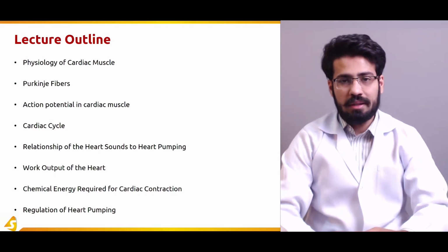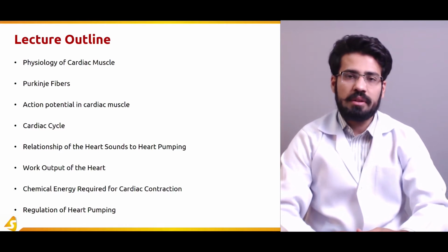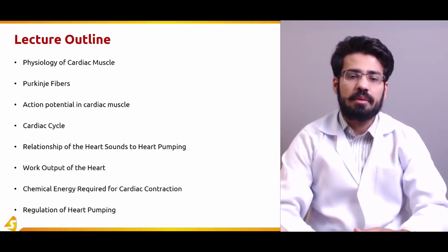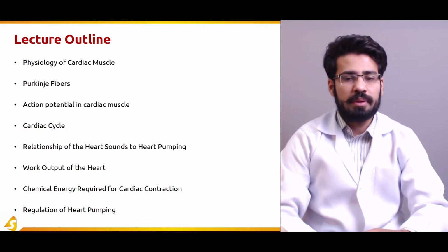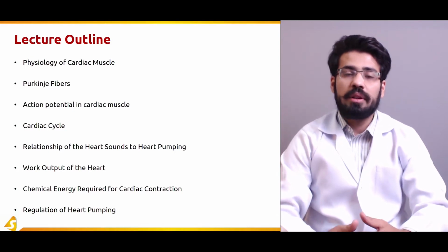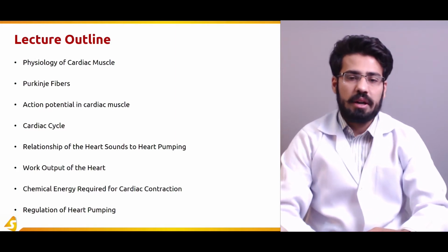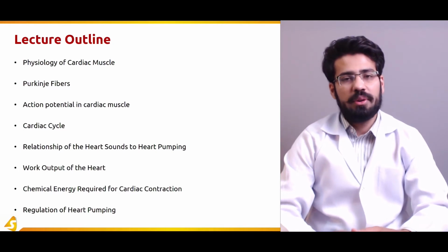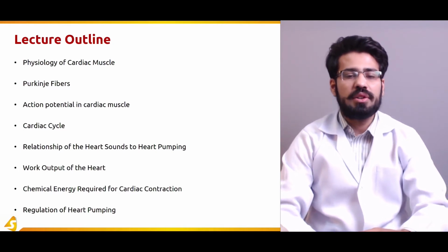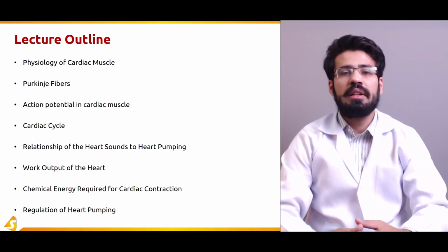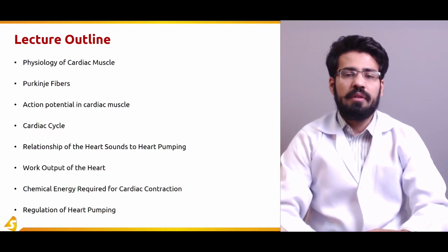We are going to discuss the structure of the cardiac muscles, type of the cardiac muscles, and leading towards the functions of the cardiac muscles. This will be followed by the Purkinje fibers, and we are going to discuss its role in the action potential that will ultimately lead towards the contraction of the heart. After that, we are going to discuss in detail the action potential of the cardiac muscle fibers, and the action potential will lead towards the cardiac cycle, the excitatory cardiac muscle fibers.